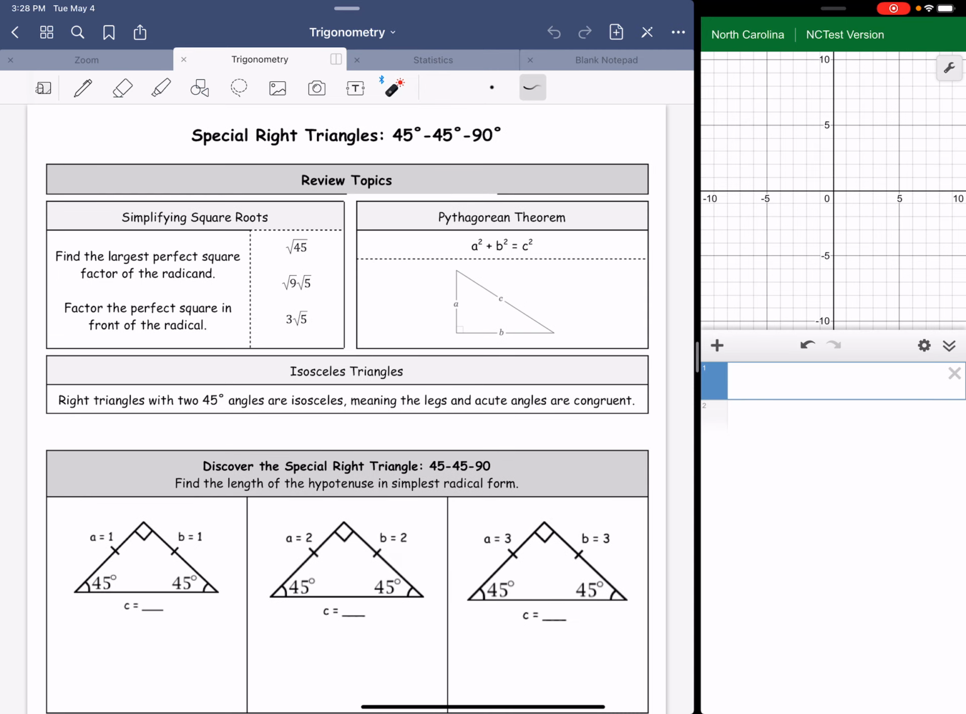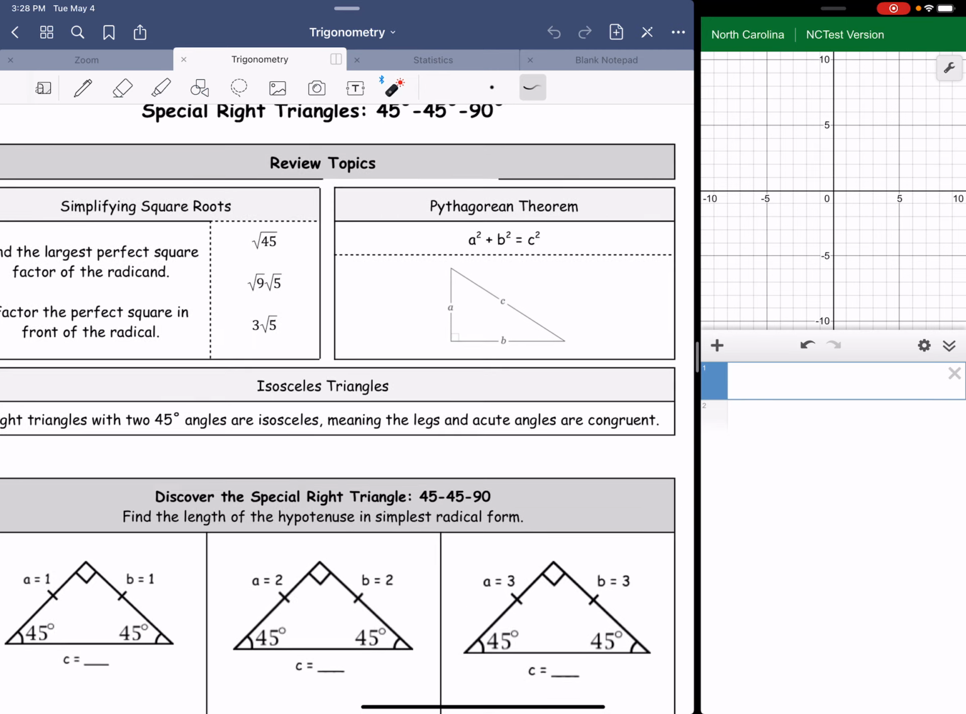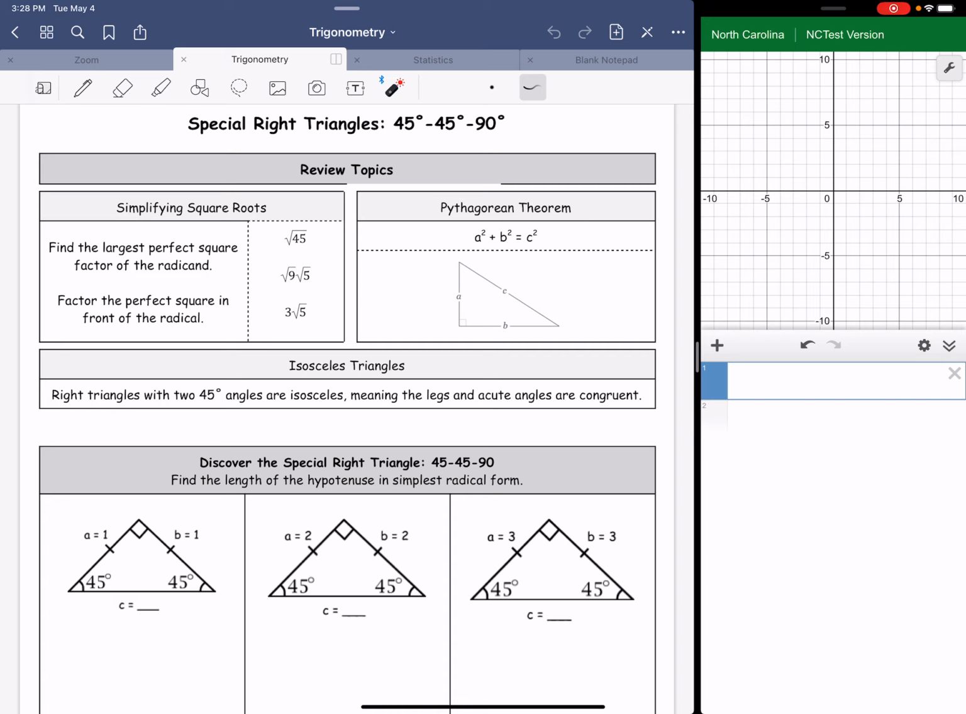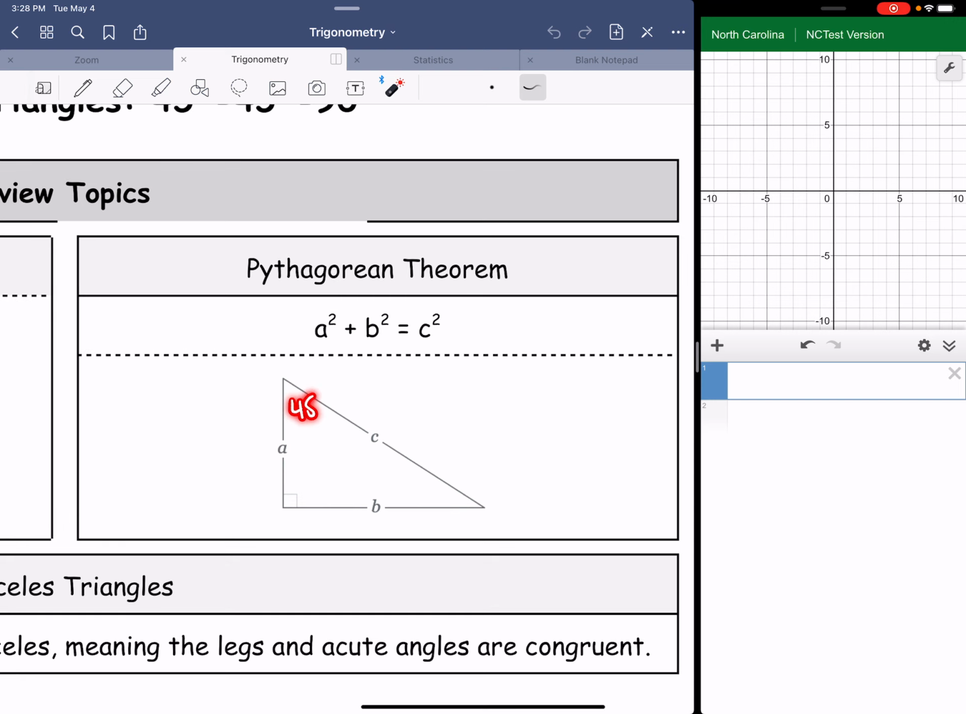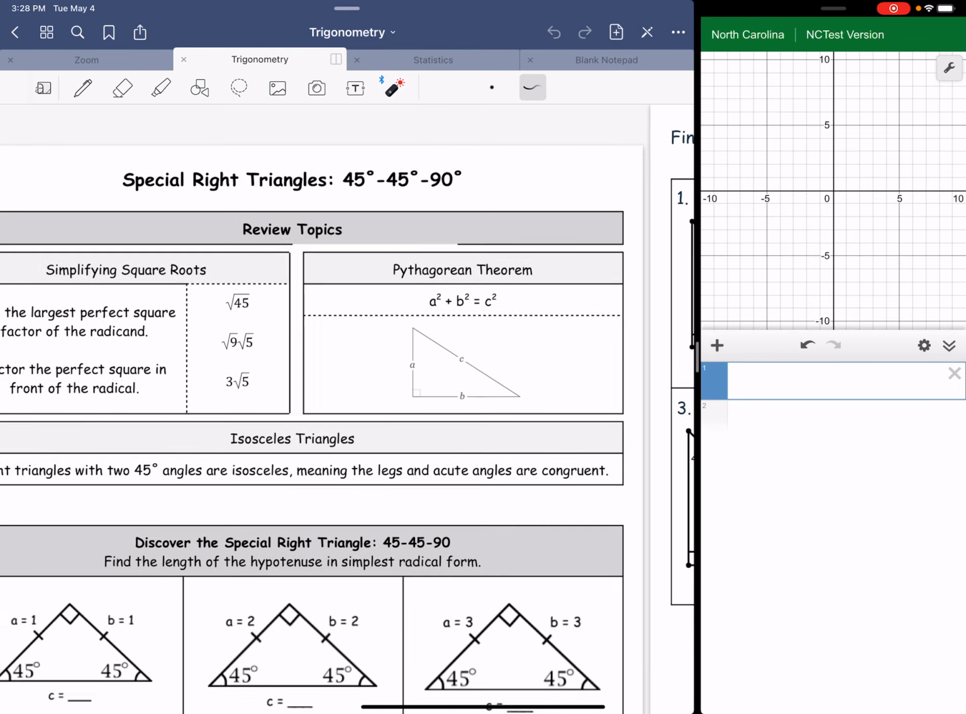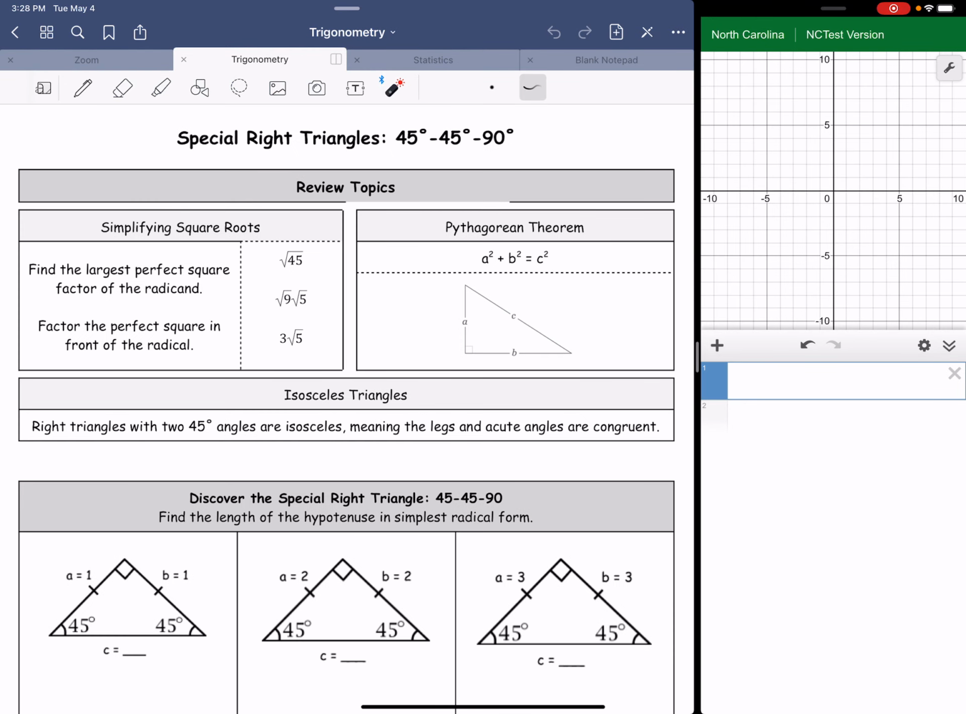And finally, just talking about an isosceles triangle. An isosceles triangle happens when the legs and the acute angles are congruent. Anytime you have a 45, 45, 90 right triangle, so if this is 45, then these two angles are congruent, which automatically makes them isosceles, because then it has to be that their legs are congruent. So you'll see those markings to represent congruency. So any 45, 45, 90 triangle is isosceles.